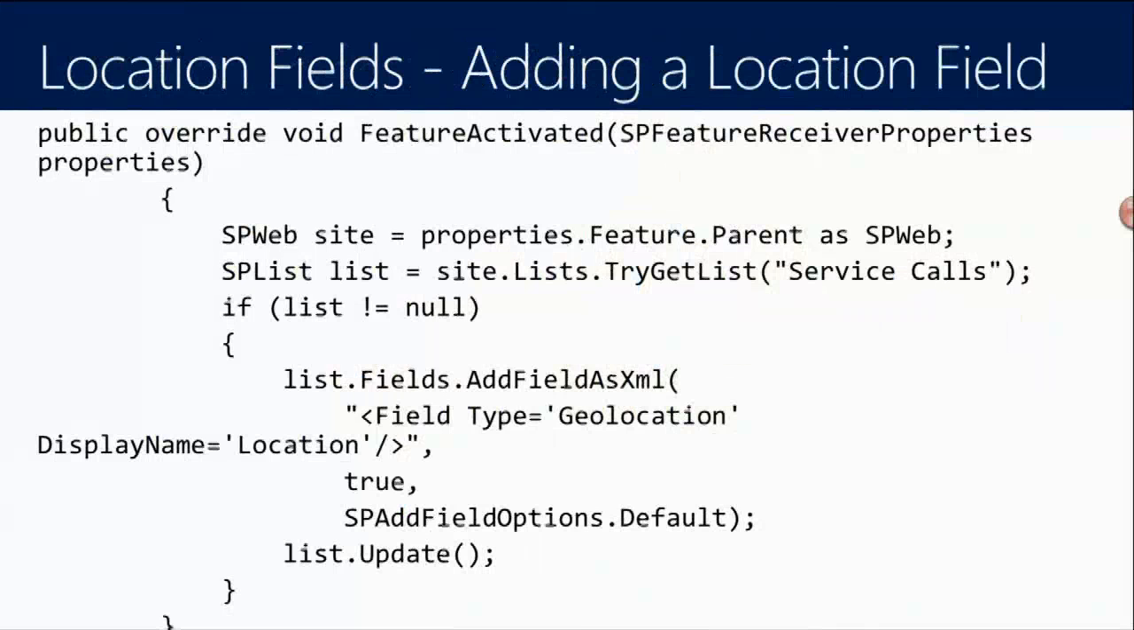So the way that you do this is you need to add this field, and you can either do it through the UI, so you can go in and site column, add column, geolocation, or I can use manage code here to add the field as XML, and it's called the geolocation field. For a change, they actually name the field type something obvious rather than something really obscure. And then you just update that list.